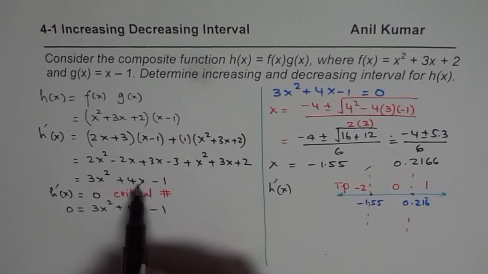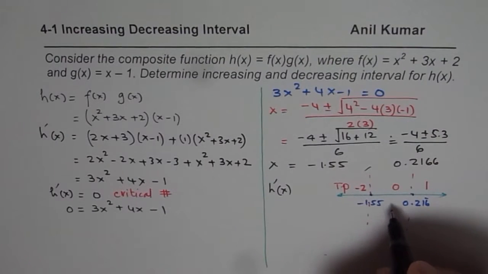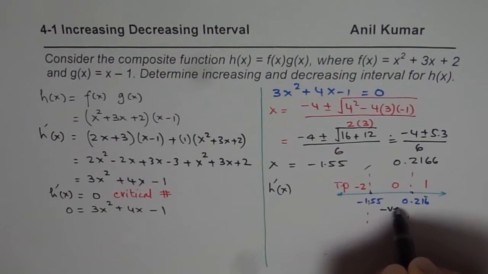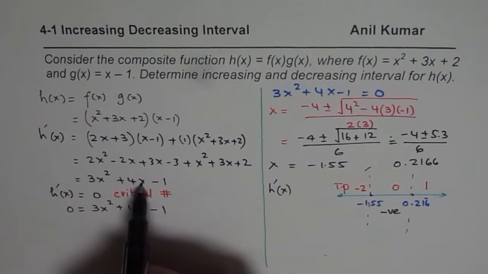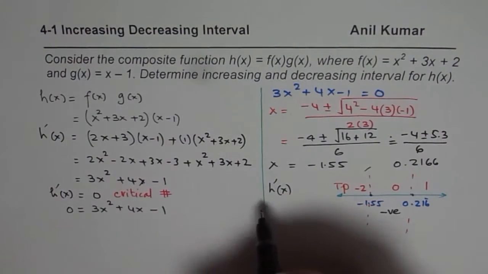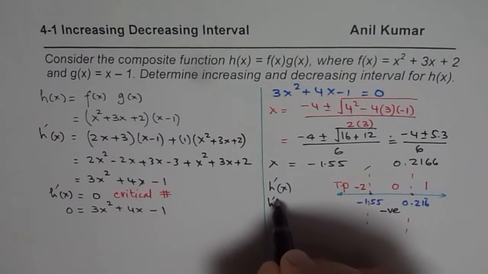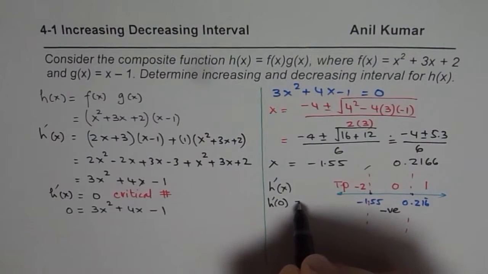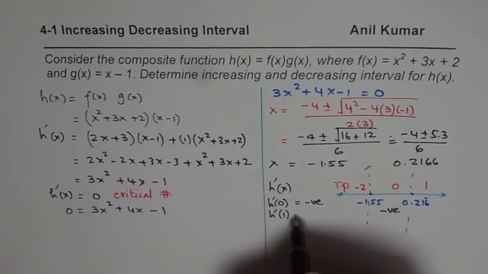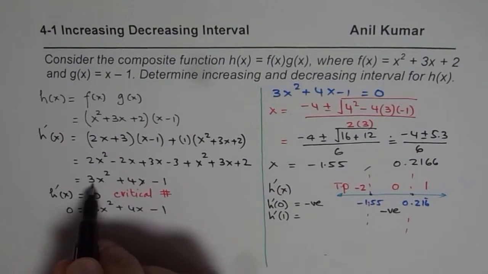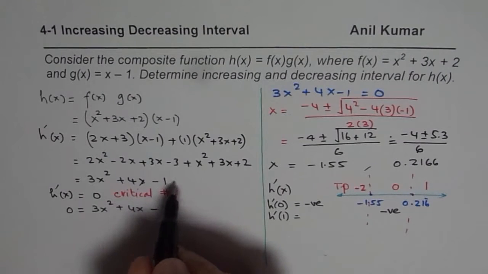If I write 0 here, for example, these two terms are 0, we are left with minus 1. So we know in this portion it is negative, right? So here it is negative. On these two sides, if I write 1 here and evaluate h prime, so h prime of 0 is negative. And h prime of 1 is 3 plus 4, 7. 7 minus 1 is positive.